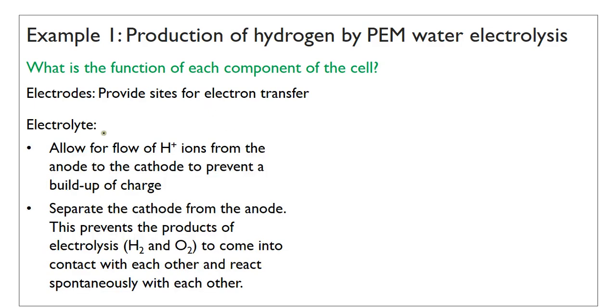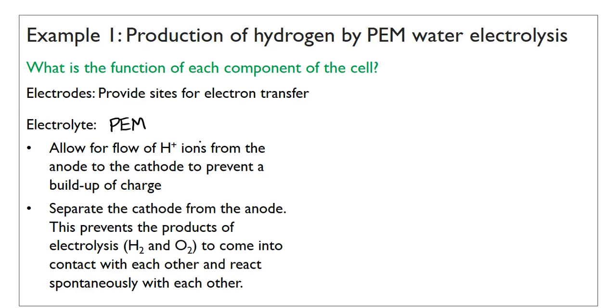The electrolyte or the PEM is probably the unique feature here. And so I can ask the question, what is the function of the PEM? Because the cell is called a PEM water electrolysis. The PEM seems to be something that I probably should ask. Now, just like any other electrolyte, the PEM would allow for flow of hydrogen ions. So the purpose of an electrolyte is to allow for flow of ions so that there isn't a buildup.